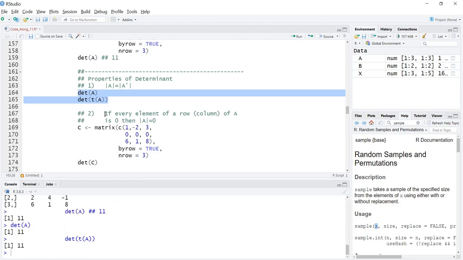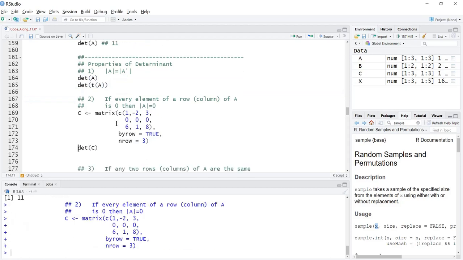So that's true. Now, I'm going to let this be C, and notice that the second row is 0. So that's going to make the determinant 0. Why? Because if I chose this row, then I would have 0 times the determinant of negative 2, 3, 1, 8. 0 times something is 0. And then for the second one, I'd have 0 times the determinant of 1, 3, 6, 8.